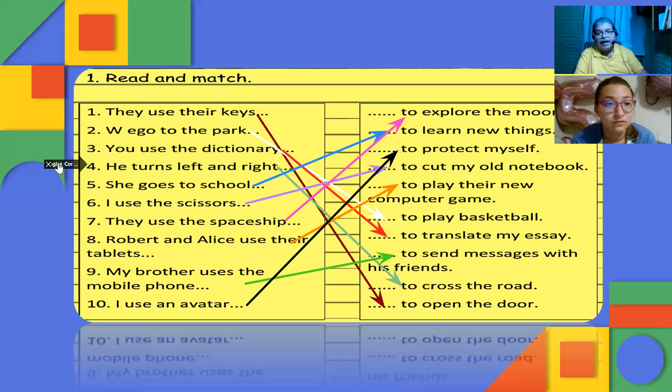He turns left and right to cross the road. She goes to school to learn new things. I use the scissors to cut my old notebook. They use the spaceship to explore the moon.